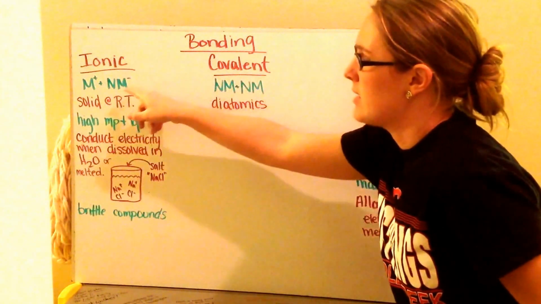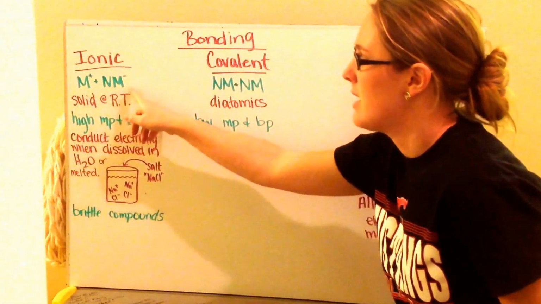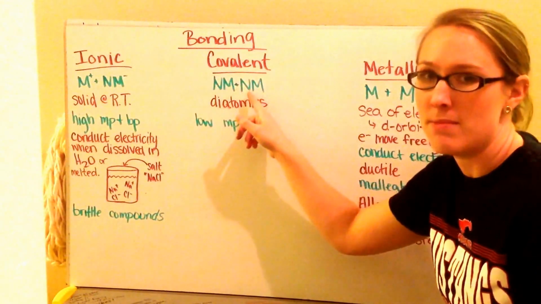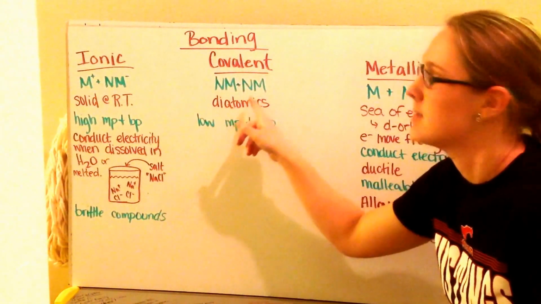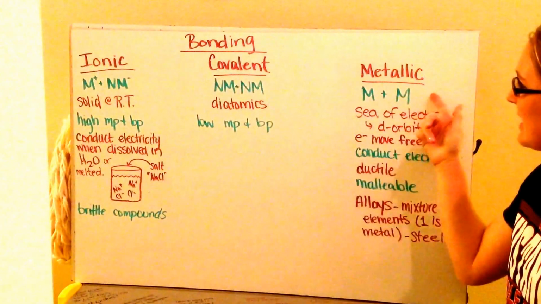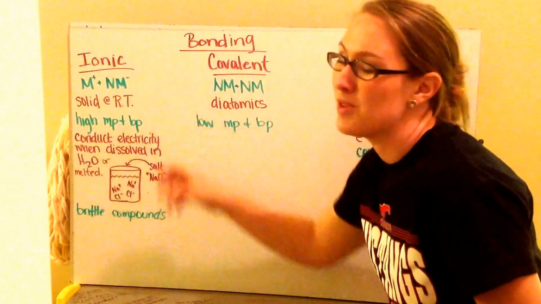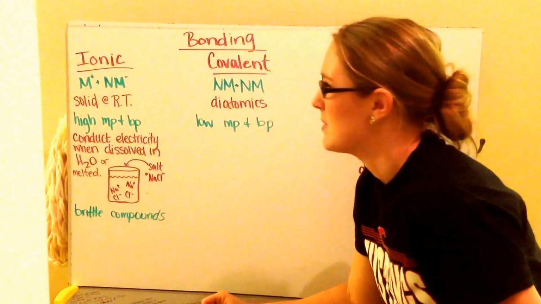Now, ionic bonds are bonds between a metal and a nonmetal. Covalent bonds are between a nonmetal and a nonmetal, or multiple nonmetals together. And metallic bonds are between metals. There are some different properties that go with each one of these types of bonds.